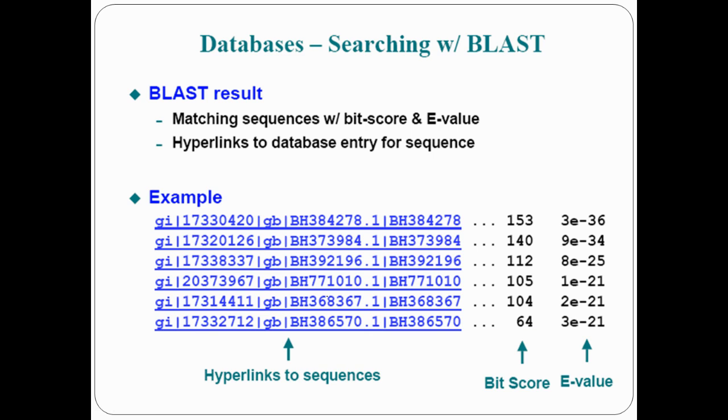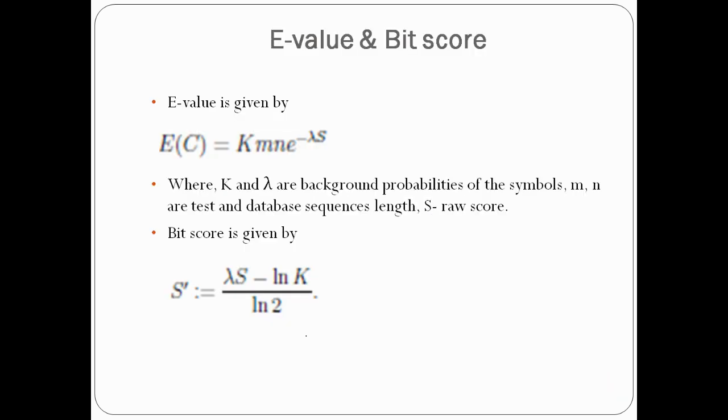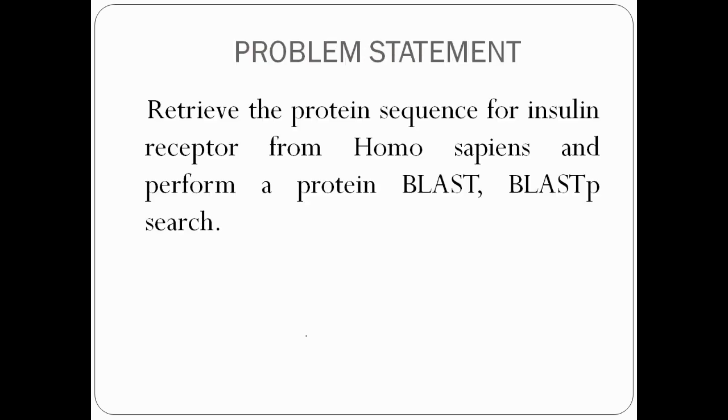And in this slide, you can also find the text. The output can also be available in the form of a text. And these are the hyperlinks to the sequences. And this is the bit score and e-value, which you can find as a text kind of output arising from BLAST. Also, you can find in this slide the e-value and bit score. Now we can take a problem statement: how to retrieve a human insulin using BLASTP.